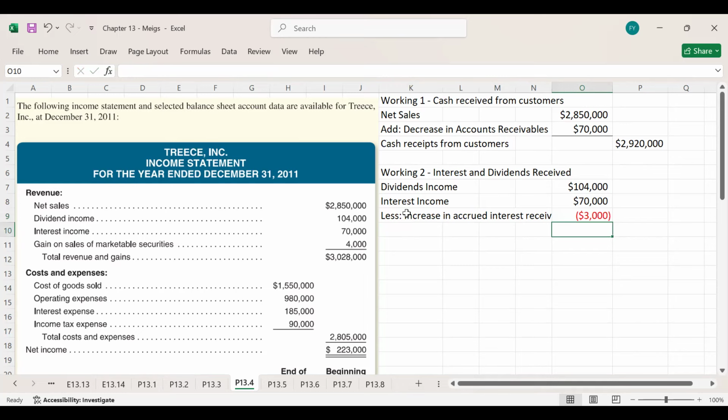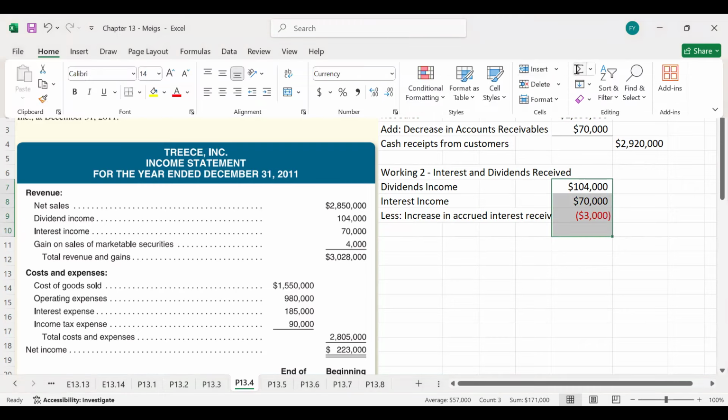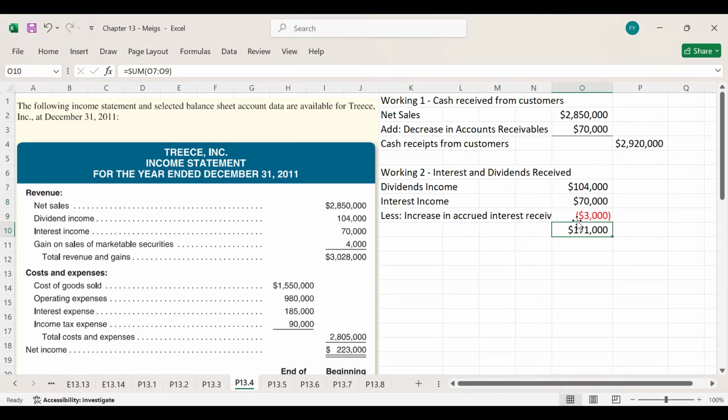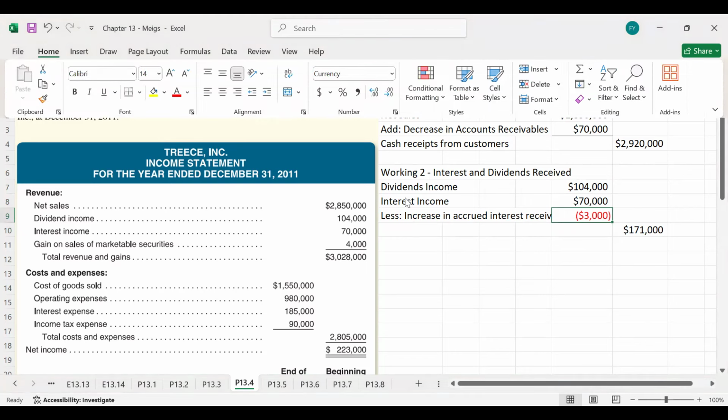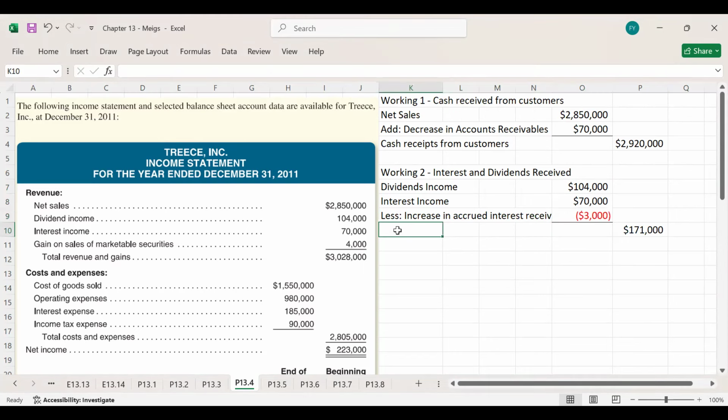So by adding all of these, we get $171,000. So this is your interest and dividend received during the year.